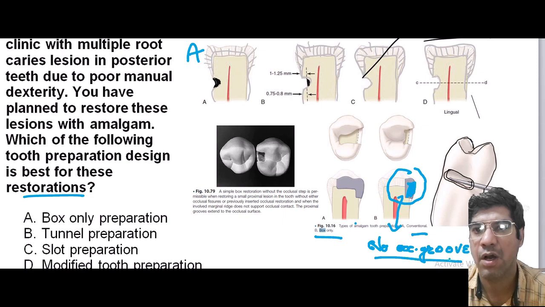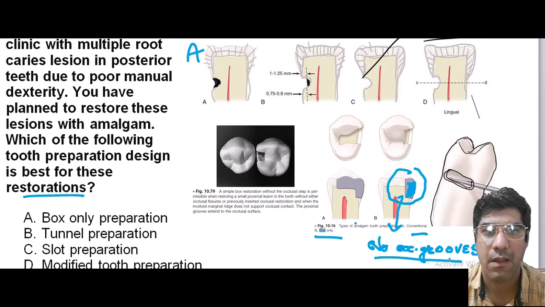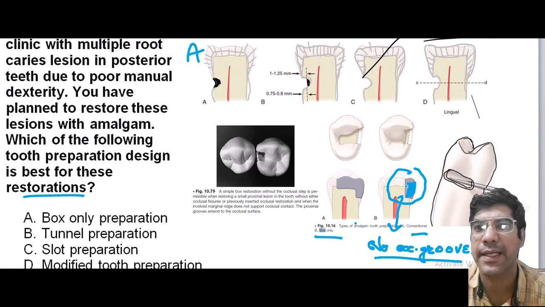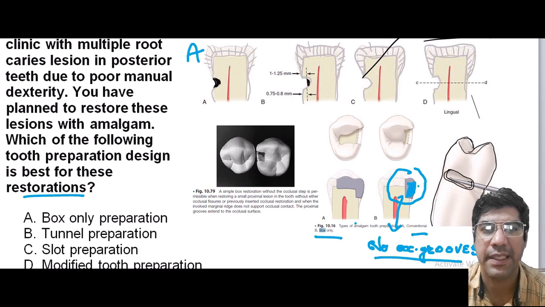And no previous occlusal restoration. So the preparation should be narrow and limited to the proximal contact area between the adjacent teeth. The marginal ridge should have no occlusal contact with the opposite teeth. Remember that. In other words, the restored area will not have any contact during biting or chewing.